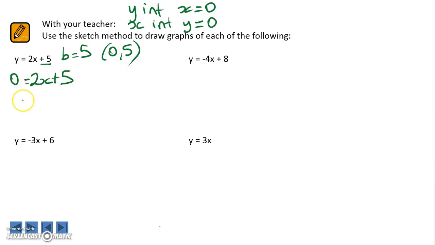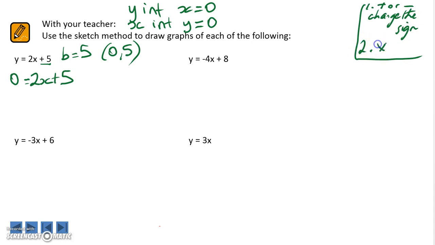And so this is where our transposition skills come into play. The rules are, recall, anything that is added or subtracted goes first, and when you take them over to the other side of the equation, you must change the sign. The second rule is anything that's multiplied or divided, and then again change the sign when you take it over. So what have we got here? We've got a plus 5 and a 2 times x. So the plus 5 goes first and then the 2. When we take it over, it becomes minus 5 equals 2x.